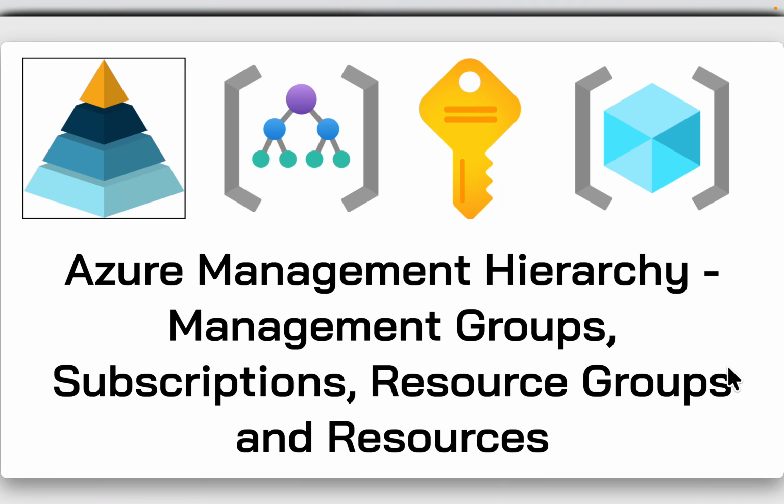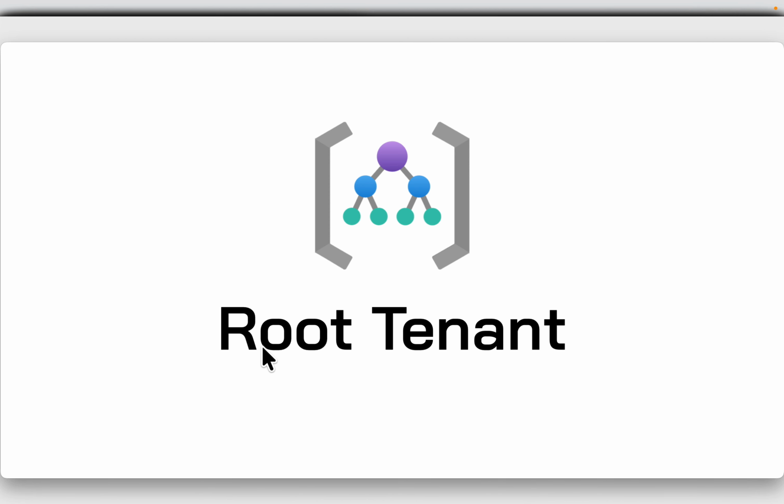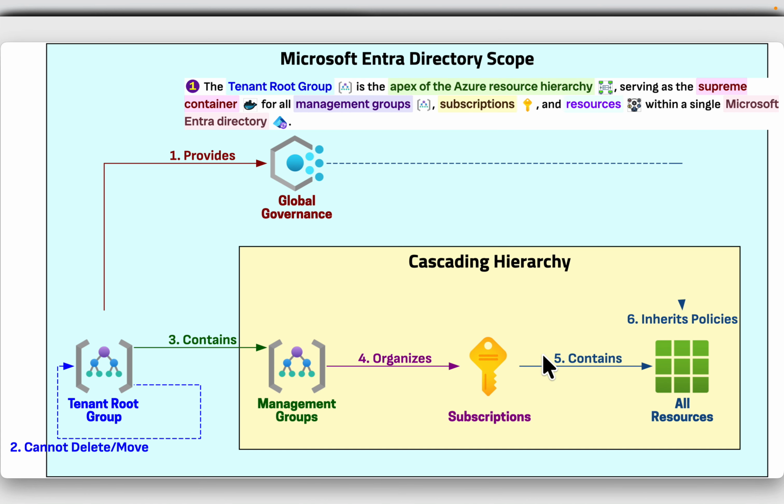Hello everyone and welcome to the lecture on Azure Management Hierarchy, Management Groups, Subscriptions, Resource Groups and Resources. So the first topic is root tenant. The tenant root group, which is like the root tenant when you open an account in Azure Cloud, is the apex of the Azure resource hierarchy, serving as the supreme container for all management groups, subscriptions and resources within a single Microsoft Entra directory. This root tenant group, or tenant root, is also a management group.